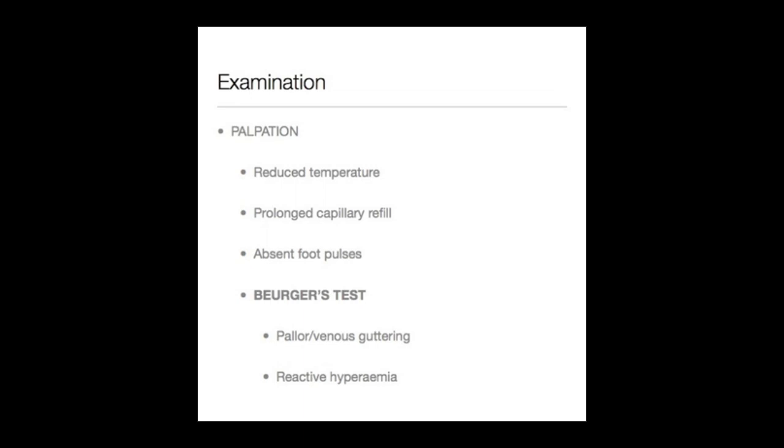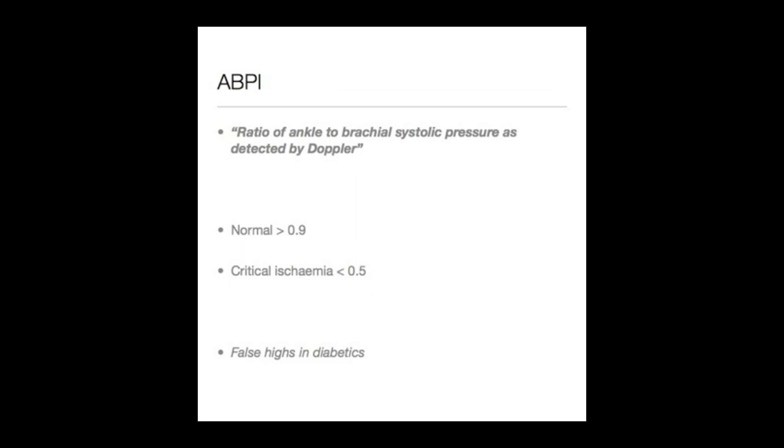The time taken before the reactive hyperemia occurs may also indicate the level of severity of disease. Finally, an ankle brachial pressure index measurement should be taken using a Doppler probe. The normal value for the ABPI is usually above 0.9, and anything below 0.5 indicates critical ischemia.